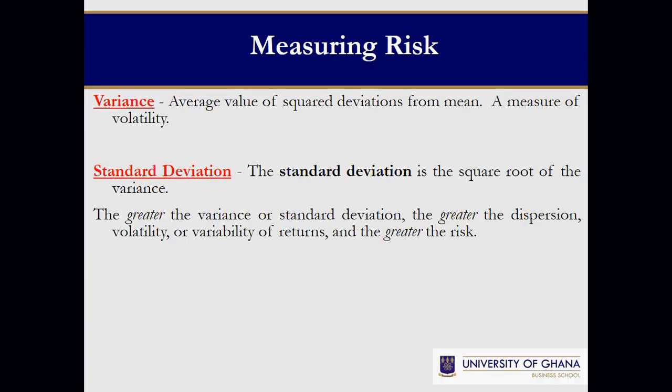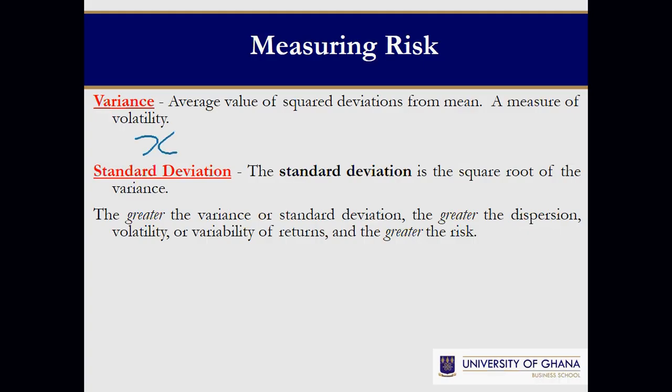So measuring of risk, right? We use variance and standard deviation to measure risk. But the real risk is the standard deviation. We will go deep down to talk about it. So variance is the average value of squared deviations from the mean, and it is a measure of volatility, right? And then the standard deviation is the square root of the variance. The greater the variance or standard deviation, the greater the dispersion in volatility. Meaning that when the variance is big, the higher the volatility. And basically this is how variance is being calculated.